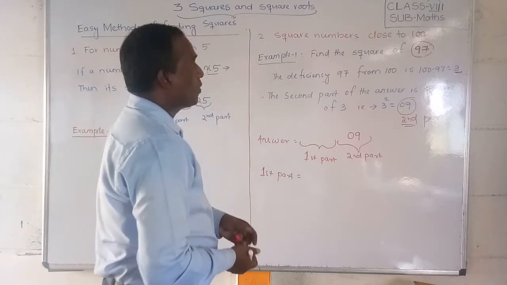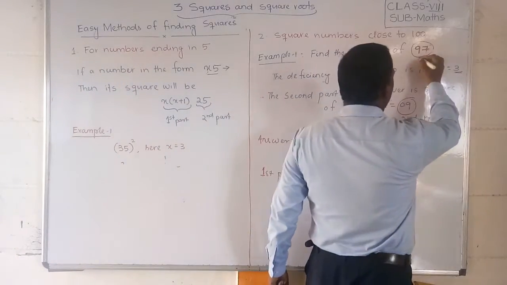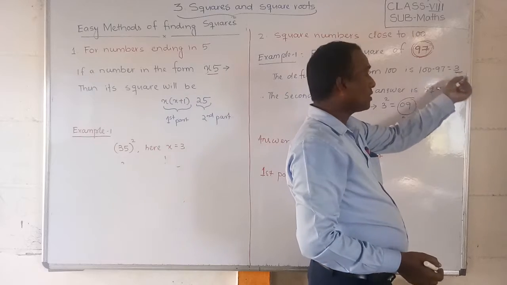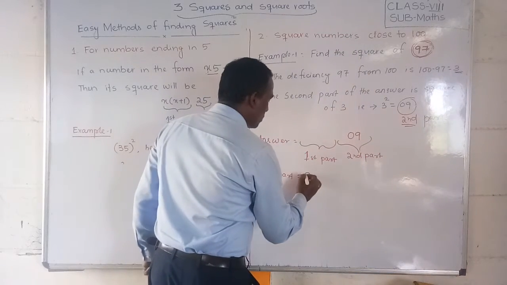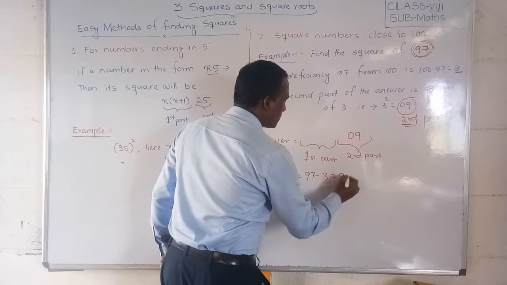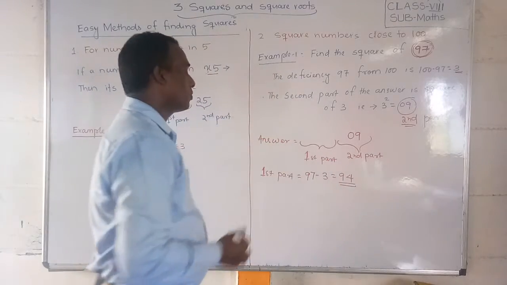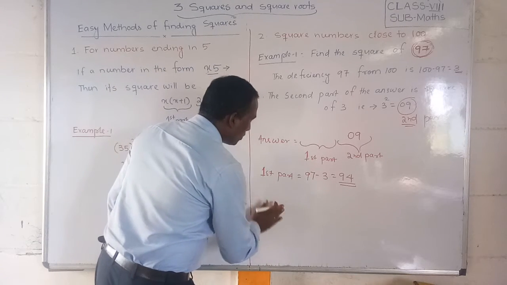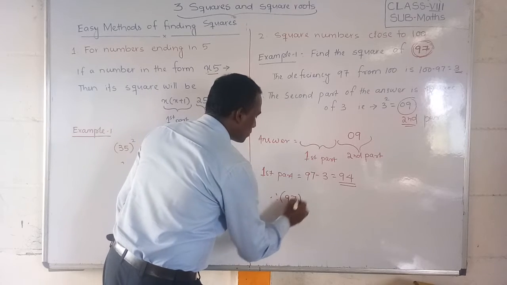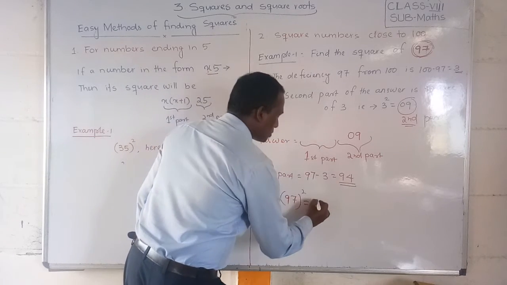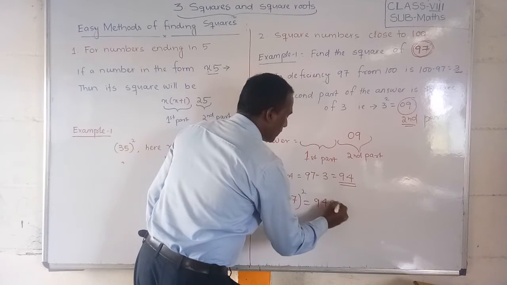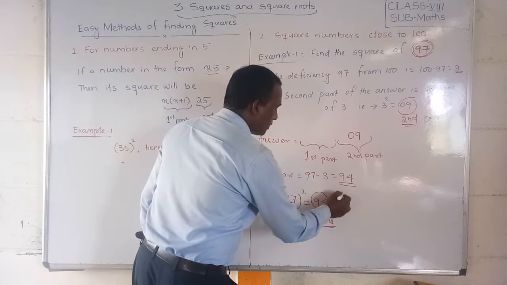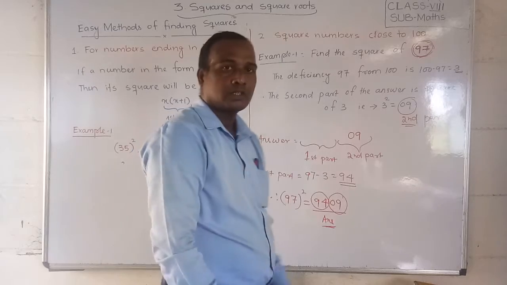First part is equal to, students, remember the number 97 that was given. Whatever deficiency we got, you subtract that from 97. So 97 minus 3 is how much, students? 94. This is the first part. So 97 whole square is equal to first part 94, second part 09. This is our answer. Okay friends, 94 is the first part, 09 is the second part. Did you understand this?